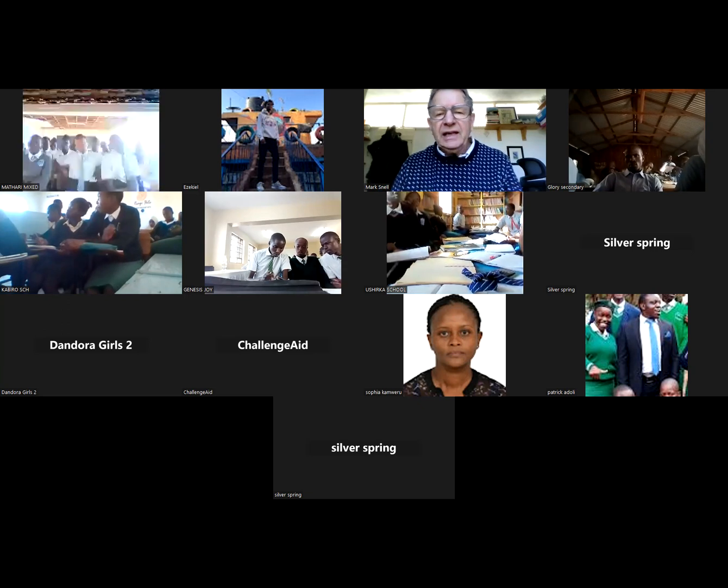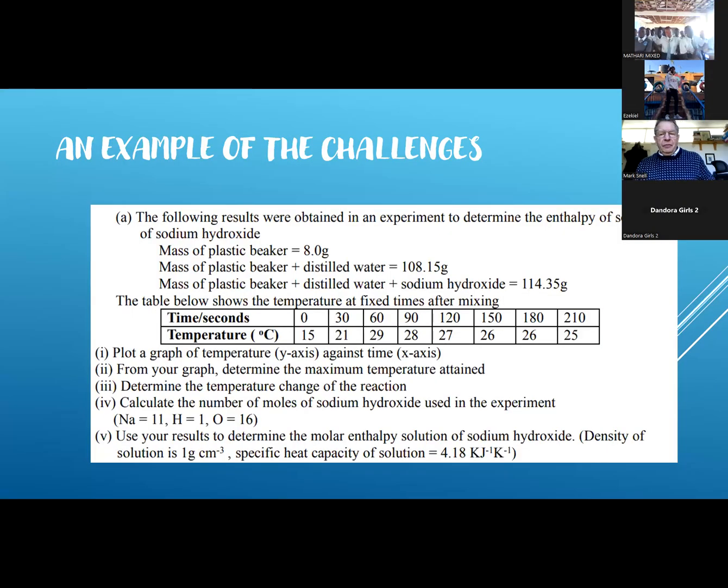So here we are. Here's the question. They're trying to find the enthalpy of solution of sodium hydroxide. They get a plastic beaker, which weighs 8 grams. They put some distilled water in it, and it now weighs 108.15 grams, so there's just over 100 grams of water. Then they add some sodium hydroxide, and it goes up again from 108 to 114. And here are the times and the temperature that it goes up to.